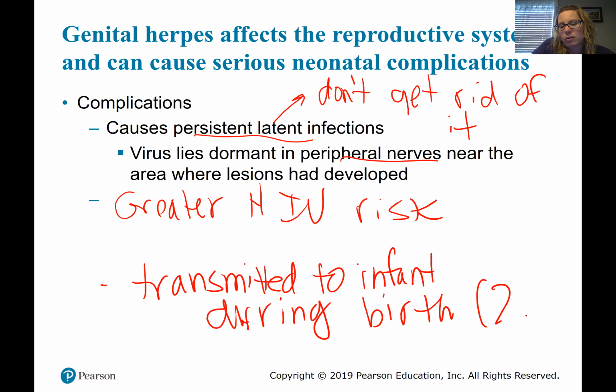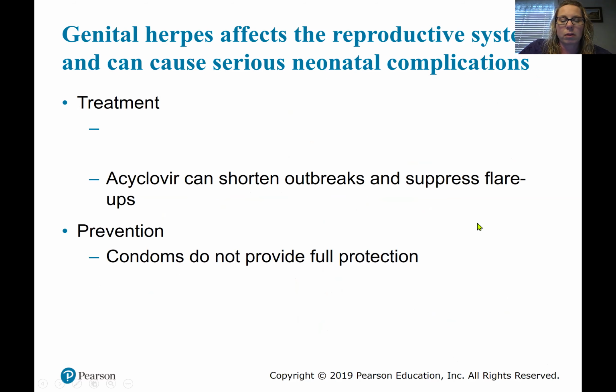And in these cases, there's a 25% mortality rate for baby. Okay, again, that's why they test women for STDs when they are pregnant, because we don't want that to be transmitted to baby. If mom does have this, there can be a cesarean section done to eliminate that risk, or reduce that risk, I should say.